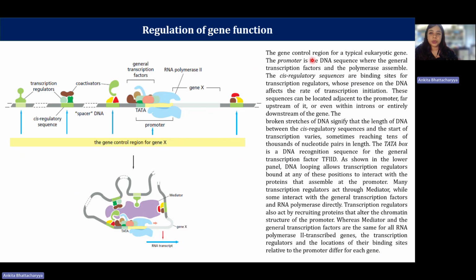So, this is the gene control region or GCR for a typical eukaryotic gene, where you have a promoter where the general transcription factors and the polymerase assemble. You have cis sequences, which are binding sites for transcriptional regulators, which can be located adjacent to the promoter or upstream of it, or even within introns or entirely downstream also. So all of these locations can be brought close to each other, and there are multiple proteins which facilitate the formation of these 3D structures.